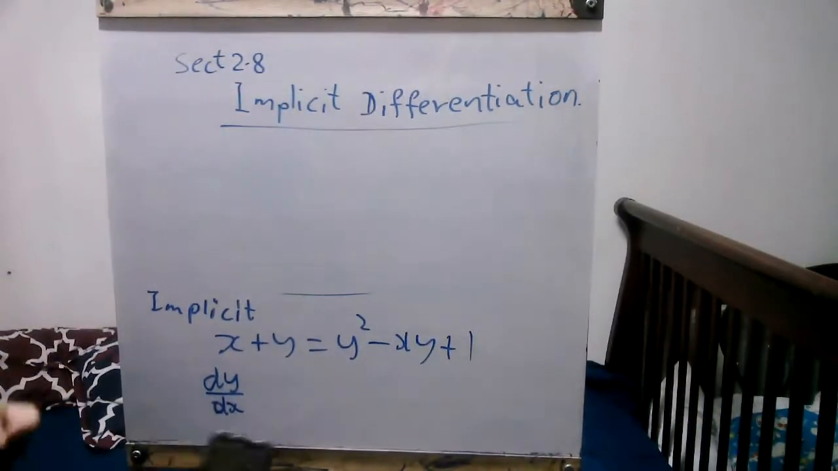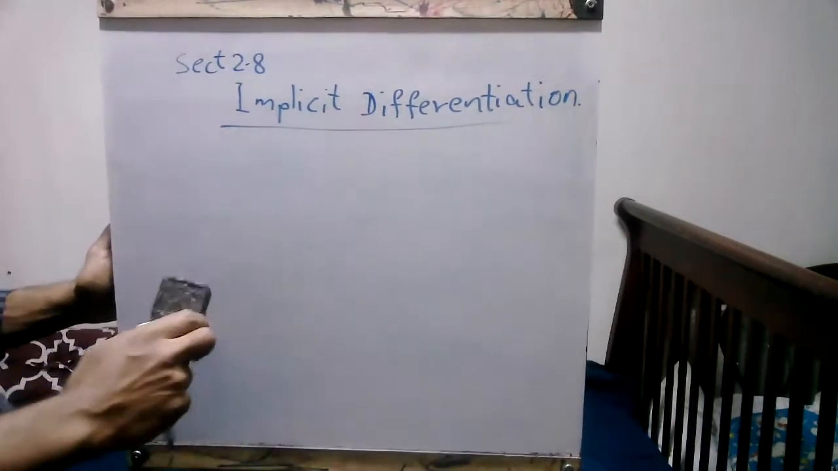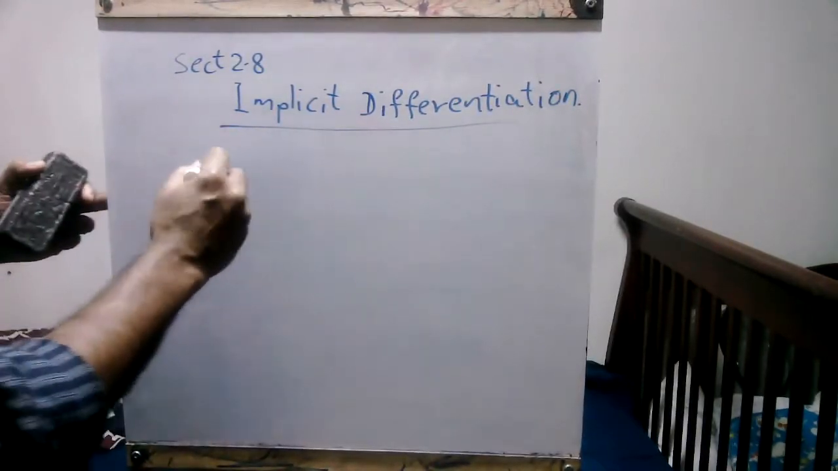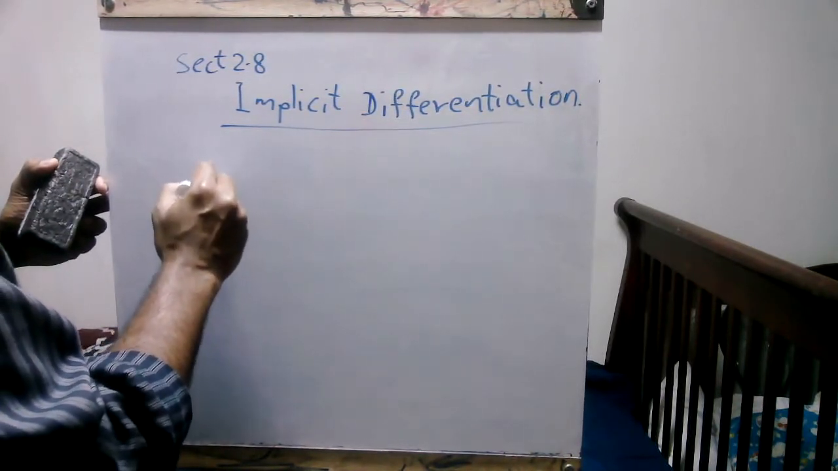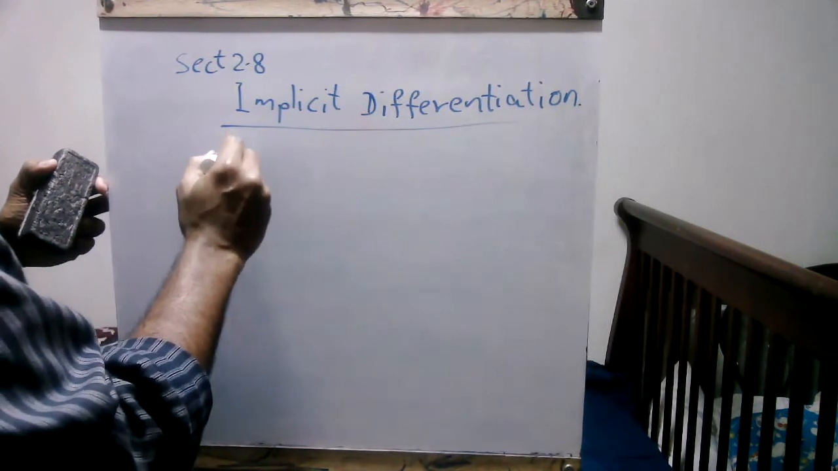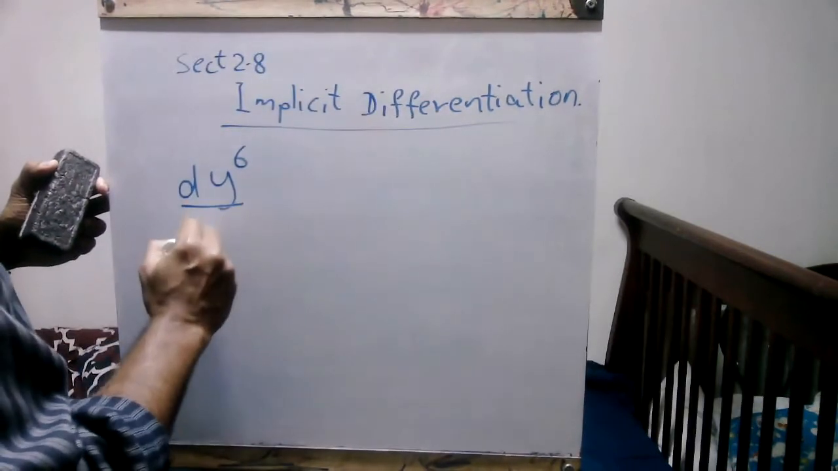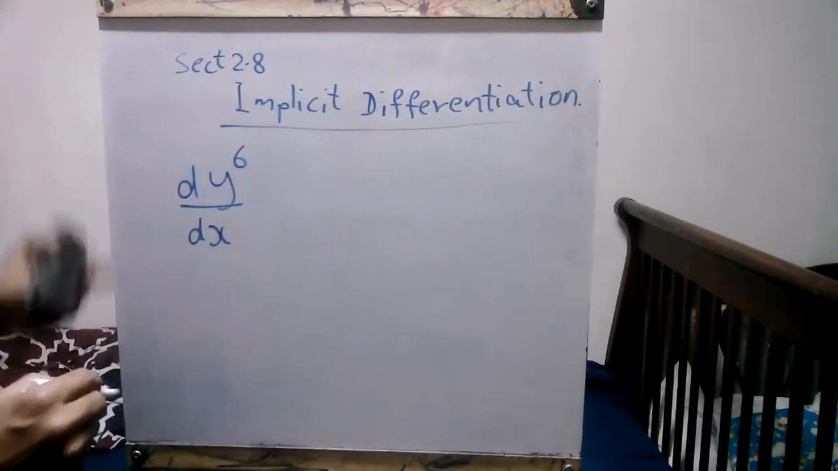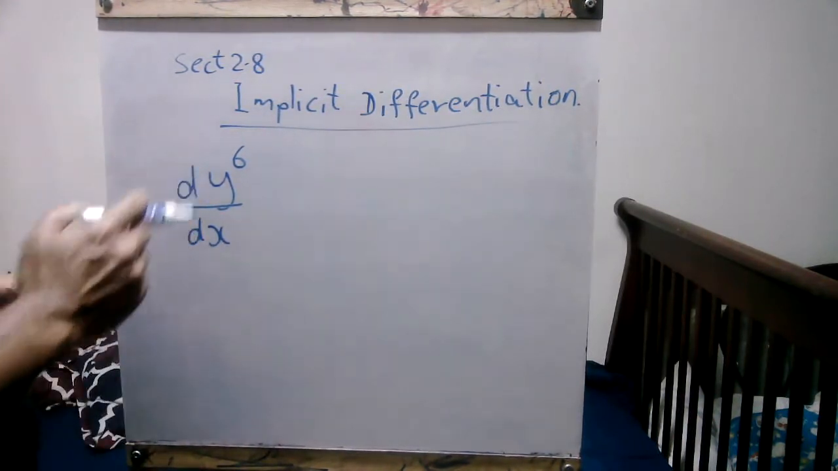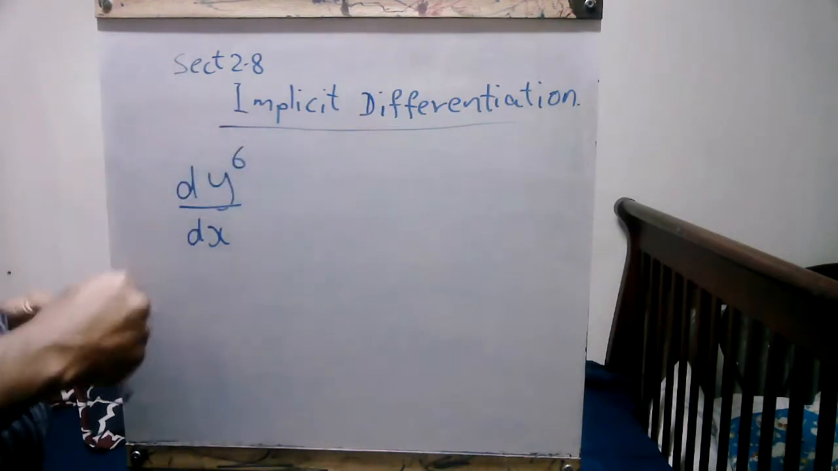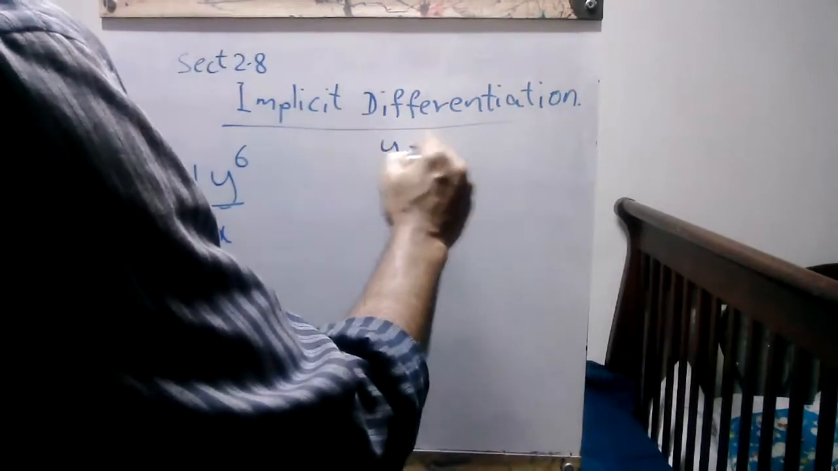Let's take a simple example. Say you want to differentiate y to the power 6 with respect to x. Let's see how to differentiate this. Now, given y is a function of x, where y is a function of x.